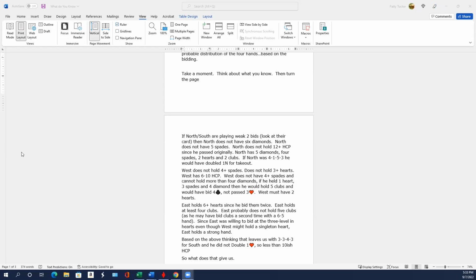So, first thing you might want to do is look and see if North and South are playing weak two bids. Look at their card and see, would North have opened two diamonds? Did he have that option to open two diamonds as a weak two bid? If he did not, then you probably know that he only has five diamonds for his two diamond bid. You should also think he probably doesn't have five spades because he had enough points to overcall. So if he had five spades and five diamonds, he probably would have opened the bidding, wouldn't he? He doesn't have at least 12 high card points because he didn't open. I believe he probably has two hearts and two clubs and probably four spades.